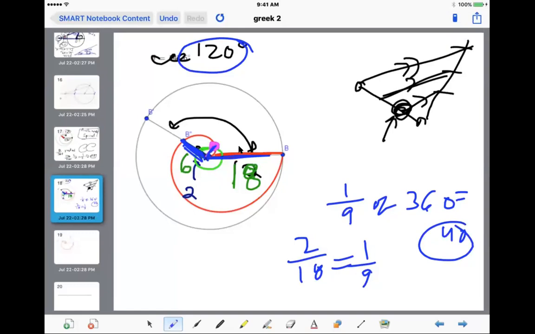Oh, the 40? Well, 2/18 is equal to 1/9. So when the line segment grows to size 2, I'm 1/9 of the way around the circle. And 1/9 around the circle is 360 divided by 9, which is 40.